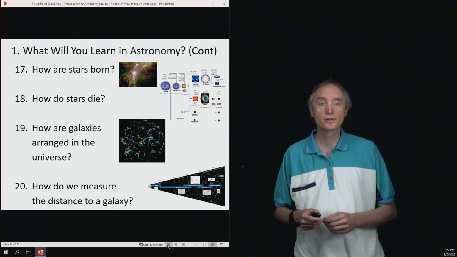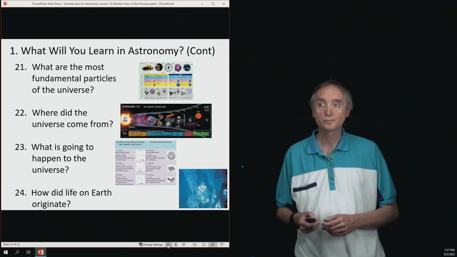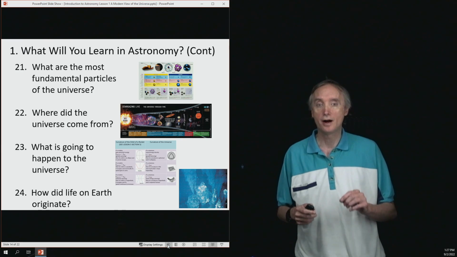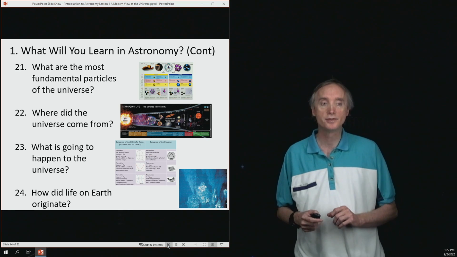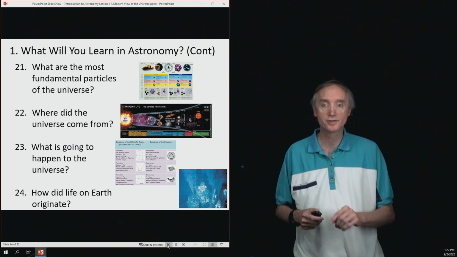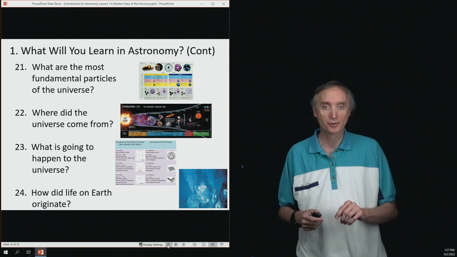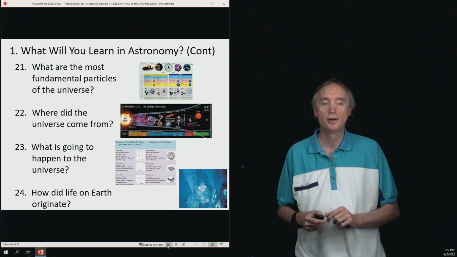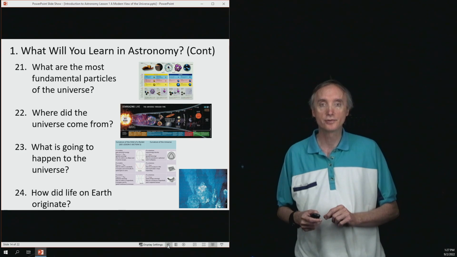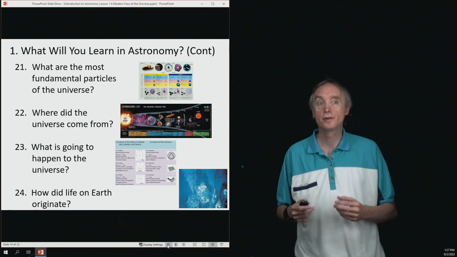In lesson 20, we talk about measuring the distances to objects in our universe. And then in lesson 21, we're going to talk about the objects that are inside protons and neutrons, which in turn are inside nucleuses, which in turn are inside of atoms. So we're going to be talking about the most teeny tiny particles that control our universe, and also the forces that control our universe. In lesson 22, we're going to talk about the Big Bang Theory.